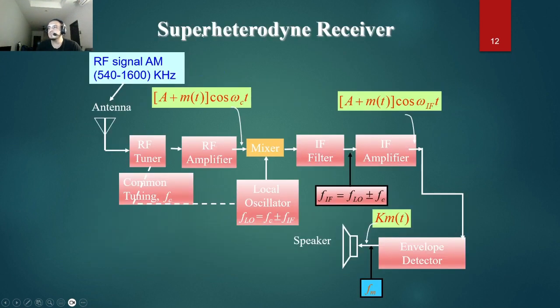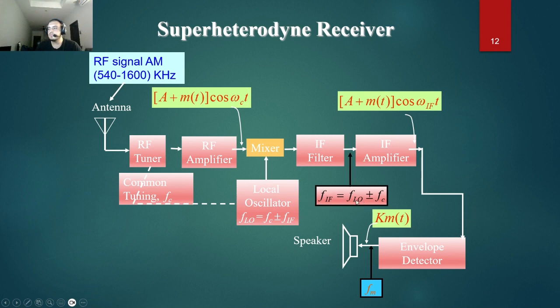We now go to the superheterodyne receiver. We have the antenna, the RF tuner, then the RF amplifier, the mixer, the IF filter, the IF amplifier, the envelope detector, and then the speaker, which is the output. We also have the oscillator, the common tuning, and this formula for the IF.